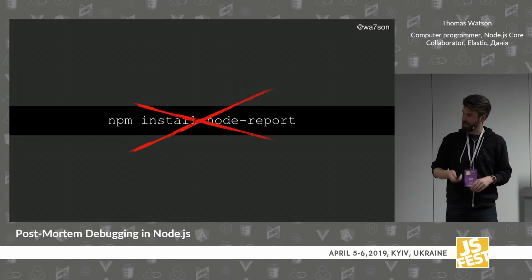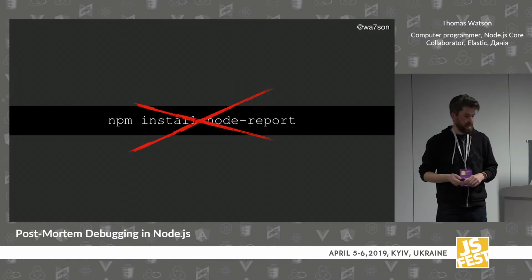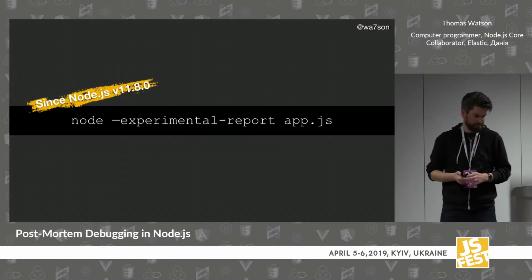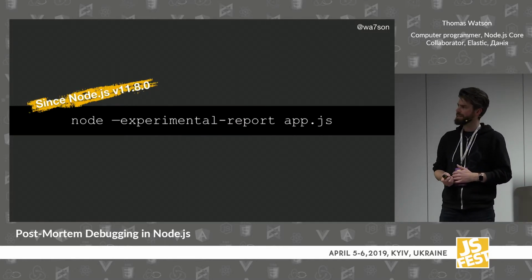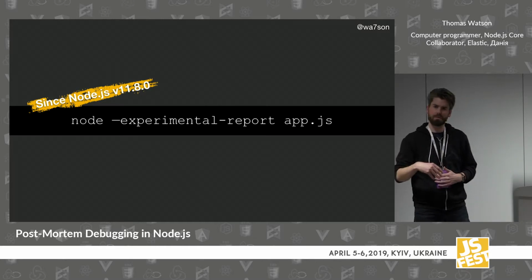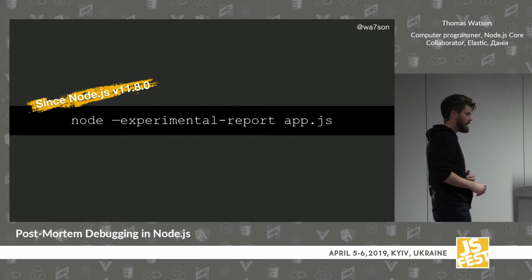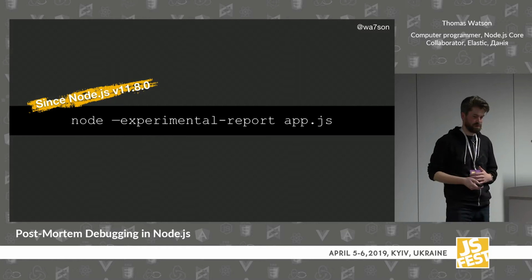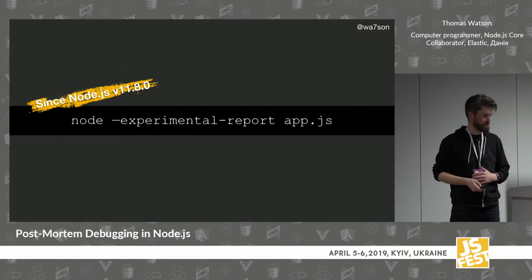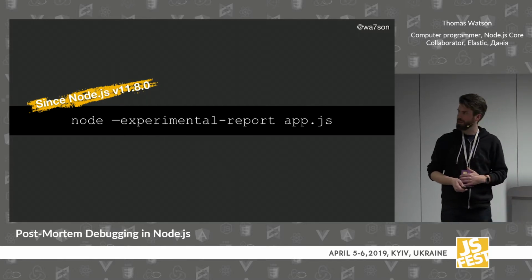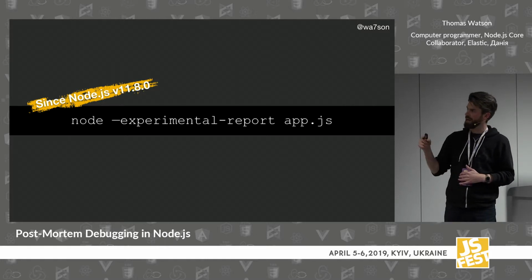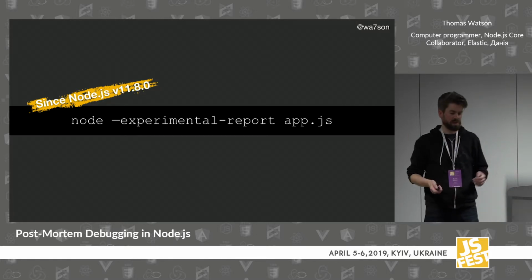But you don't have to do this anymore because as of Node.js 11.8, we actually rolled it into core. So now it's part of core. It's still experimental, but it's part of core. And you use it by using this command line flag, experimental report. It's just called report now.